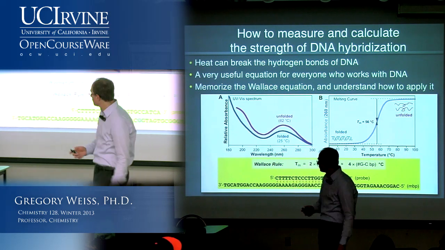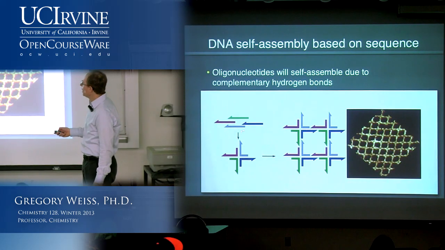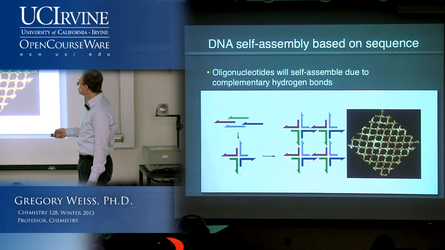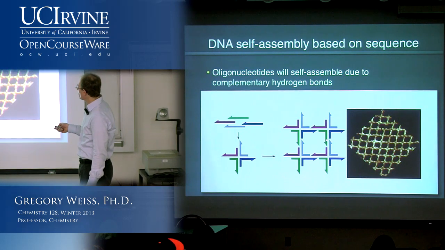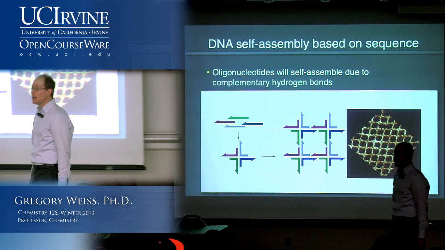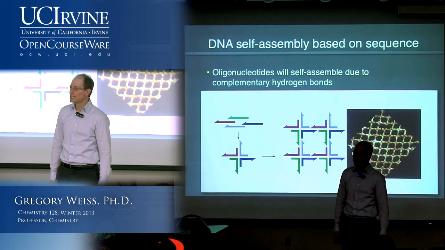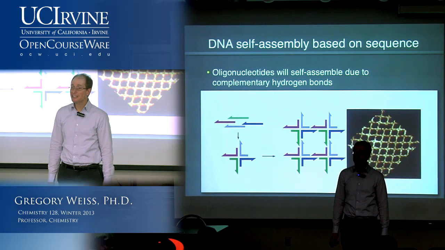Let me show you. Here are structures of DNA where single strands of DNA are hybridizing against each other and forming elaborate patterns, such as this pattern here. And here's an atomic force microscope image of this double-stranded DNA, and you can see it's forming this exact cross-link pattern that was designed using something just a little bit more complicated than the Wallace rule, which I asked you to memorize. It gets even better.